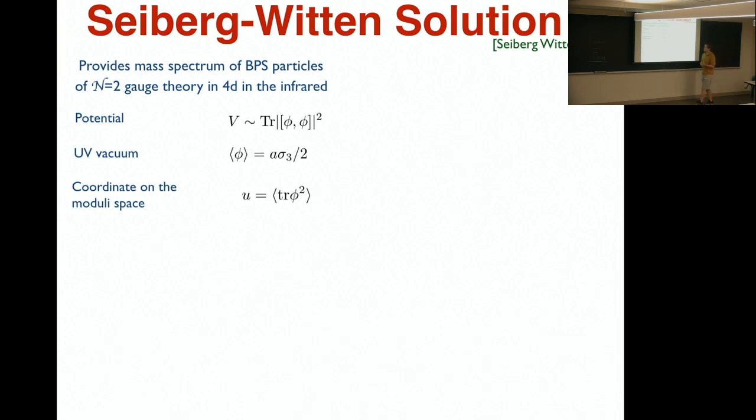So the typical potential in the UV Lagrangian has the form of a trace of some commutator, and then the theory is at its classical vacuum, provided that the vacuum expectation value of the scalar is proportional to the Cartan. So there's a moduli space as you vary this vacuum expectation value, and you can study what happens in different corners of that moduli space. Okay, so the Seiberg-Witten solution is the geometric construction that underlies the topology and geometry of this moduli space. The natural coordinate is the Casimir, trace phi squared. Trace phi is 0, that's SU2, and trace phi squared is the coordinate of the moduli space.